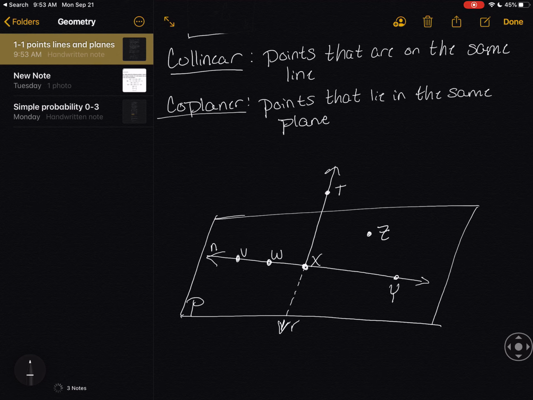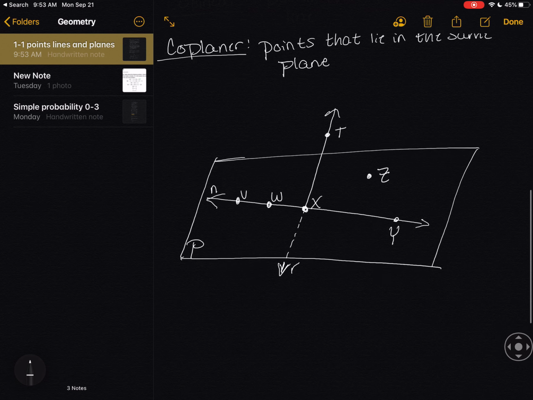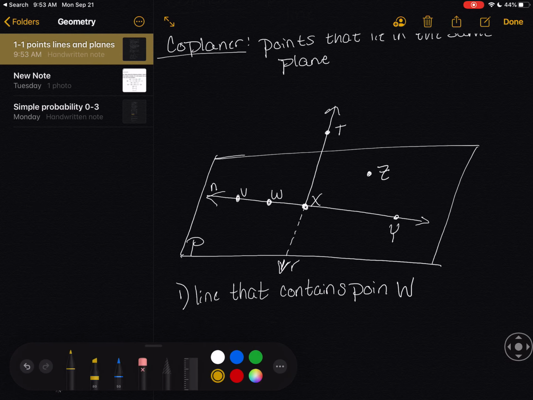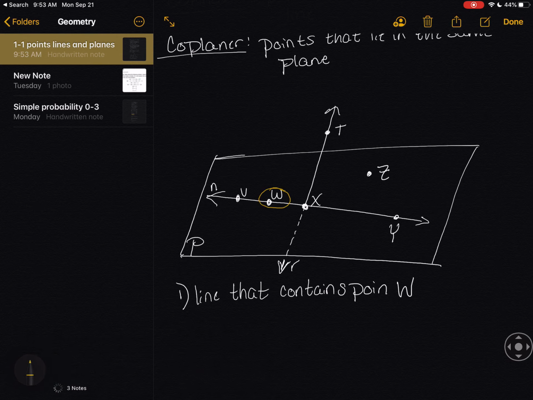Okay, so my first question is a line that contains point W. So I'm going to look and find point W, and point W is right here, and I want a line that contains that particular point, and I forgot the T here.